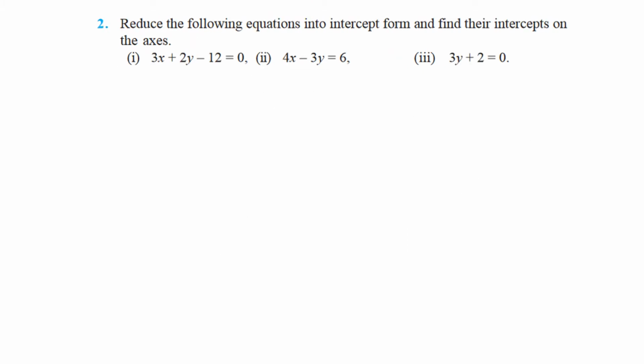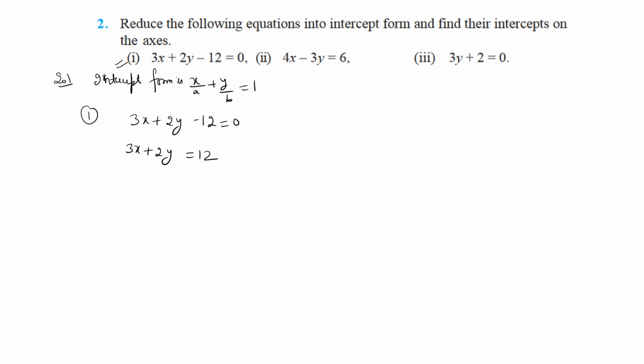Now the next question is, you have to reduce all of these equations into the intercept form on the axis. So we know that your intercept form is x upon a plus y upon b is equal to 1. So your first question we are taking here, this is given as 3x plus 2y minus 12 equal to 0. So to reduce to the intercept form, there is a format which you need to follow. First thing is take the constant to the other side. Okay, so the constant here is 12 taken to the other side, right?